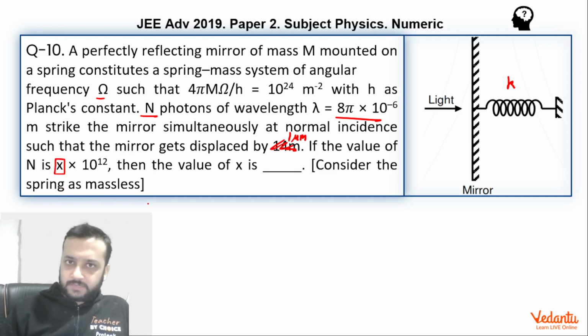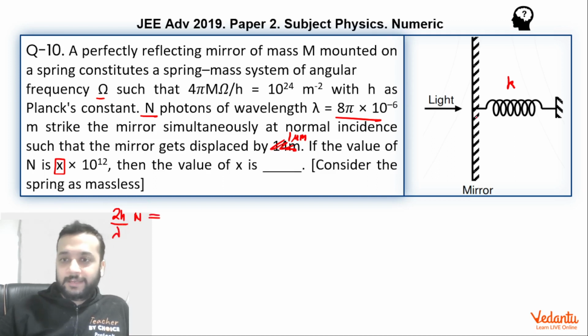Okay, the question is fairly simple. Since the mirror is perfectly reflecting, photons will strike with the momentum of h upon lambda, single photon I'm talking about, and it will reflect again with the momentum of h upon lambda, since the mirror is perfectly reflecting. So we can say that the change in the momentum of one photon is 2h by lambda. So what will be the change in the momentum of N photons? Because the total number of photons striking is capital N. So 2h upon lambda into capital N is the total change in the momentum of capital N number of photons, right?